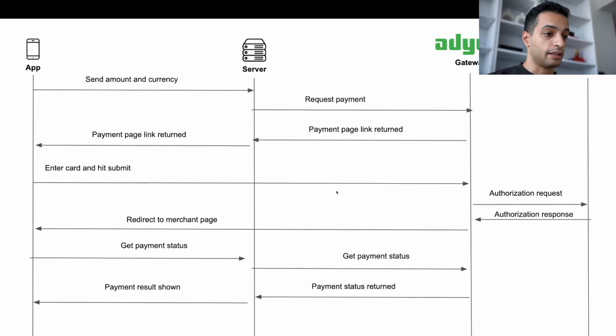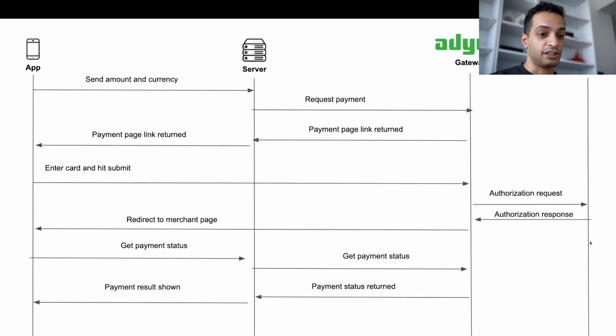How? Like this. My app sends the amount and currency to my server. My server then sends a payment request to Adyen's API. Adyen returns the link to that page that I just showed you, and your server returns that link to the app. The app will redirect the user to that payment page. The user is gonna enter the card information directly on Adyen's hosted page, making this a PCI compliant solution.